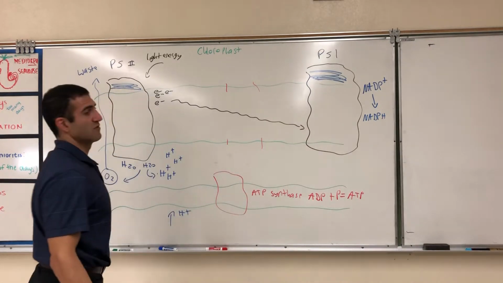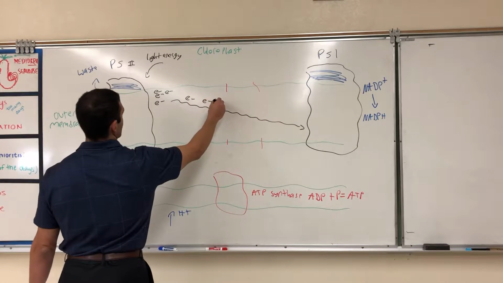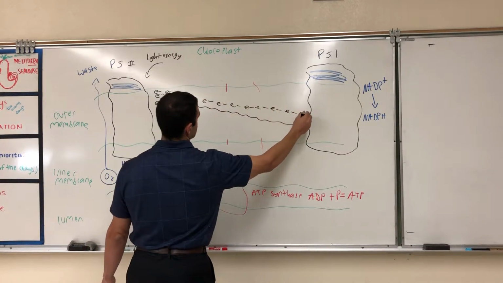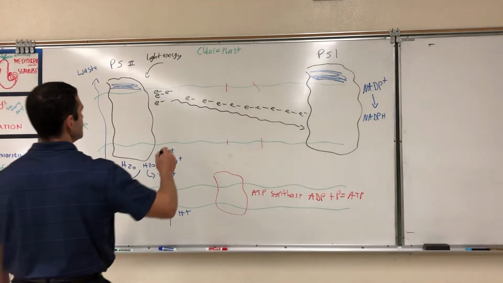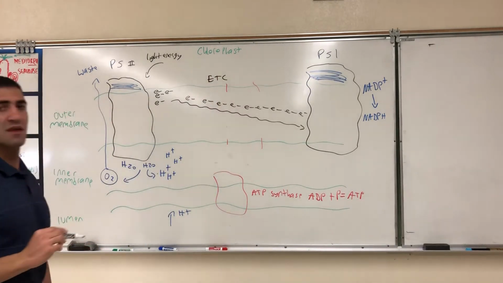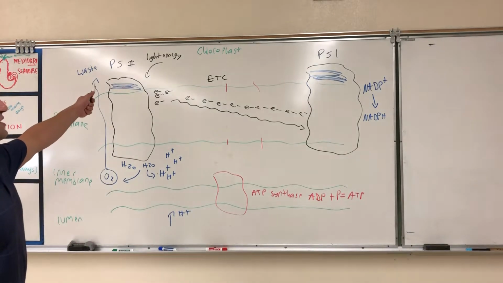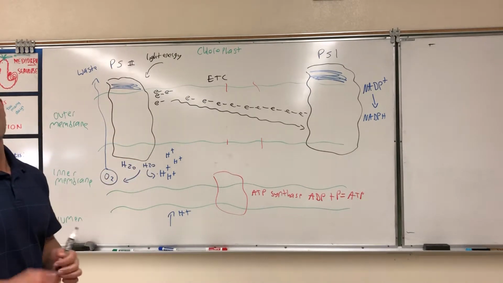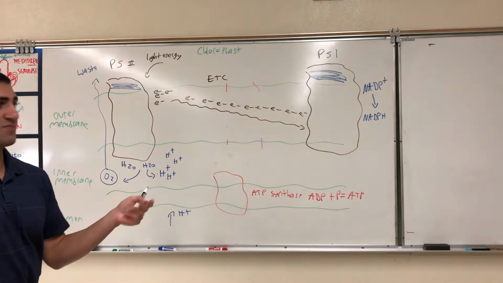It's actually going to move from photosystem 2 to photosystem 1. And basically, they just keep on moving until they get to photosystem 1. So this here in black is called the ETC, or the electron transport chain. Now, why is that significant? Well, one, when these electrons move from one side of the membrane to the other, it doesn't take energy. They're already energized through light.